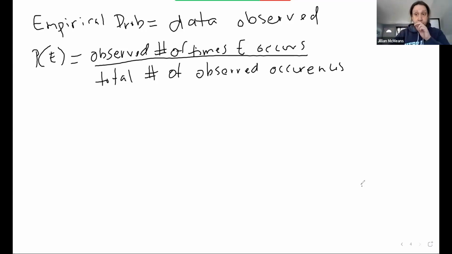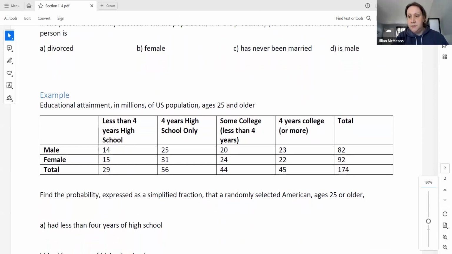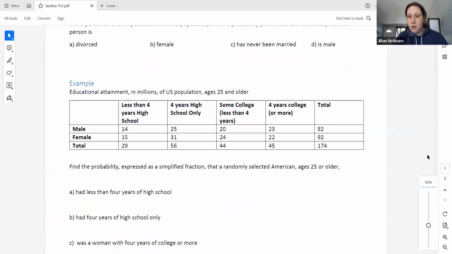So just remember, when we do empirical probability, we're looking at actual observed data, and we're looking at the observed numbers of times a particular event occurred over all observances. So for this table with educational attainment, we're looking at 174 million Americans. That's going to be the denominator. And then the specific groups we look at. So if we look at somebody with exactly 4 years of high school only, that will go in the numerator. Okay, so let's go back to the worksheet. And we're going to scroll down a smidge.